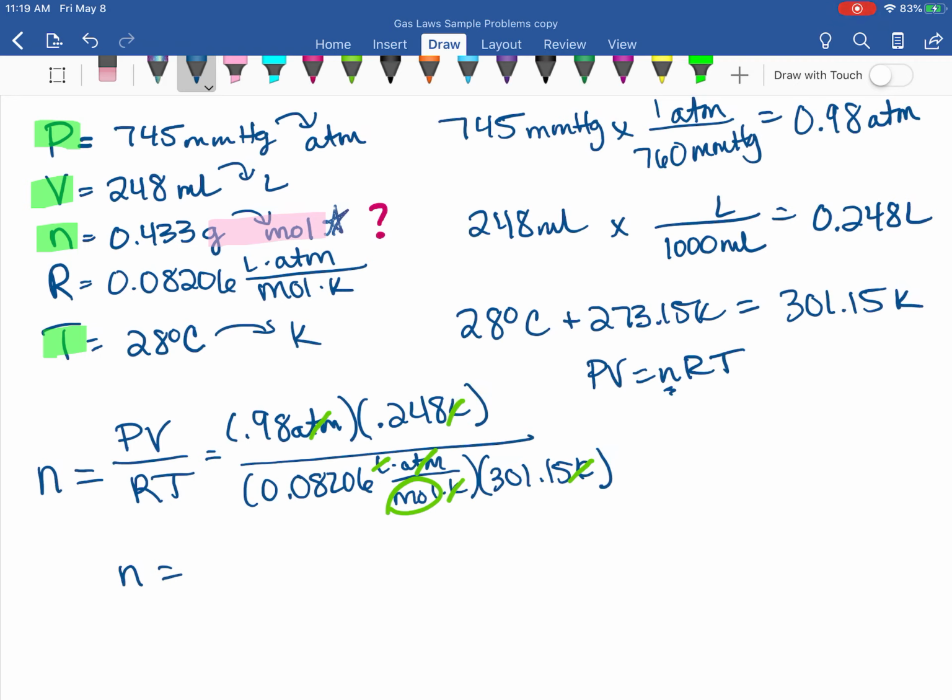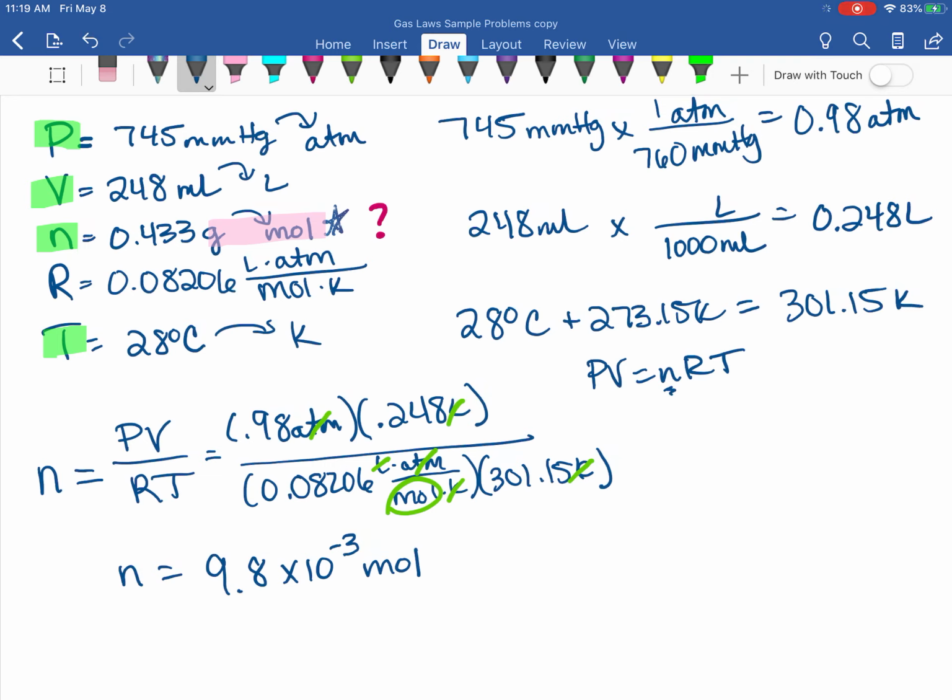Okay, so then what is our N? I'm going to grab my calculator quick. 0.98 divided by 0.08206 and 301. All right, I get 9.8 times 10 to the negative 3 moles.